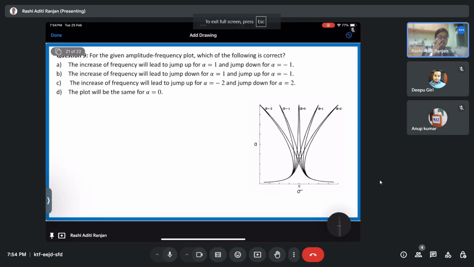Okay, so in order to attempt this question, first we need to understand what this jump up and jump down phenomenon is. Essentially, for a nonlinear system, we have actually done this analytically also. We found the relation between amplitude and frequency, if you remember. There we got to know that my amplitude value depends on the frequency, and corresponding to a frequency, I can have multiple values of amplitude.